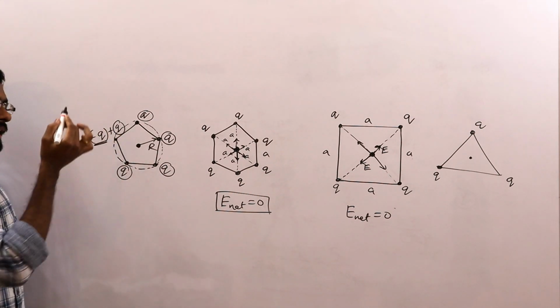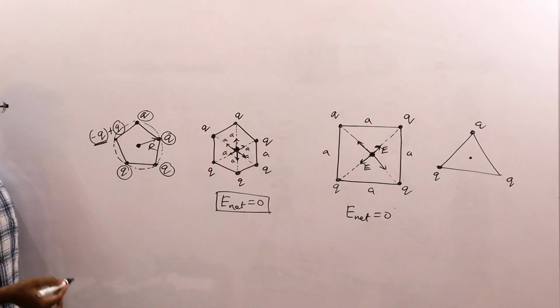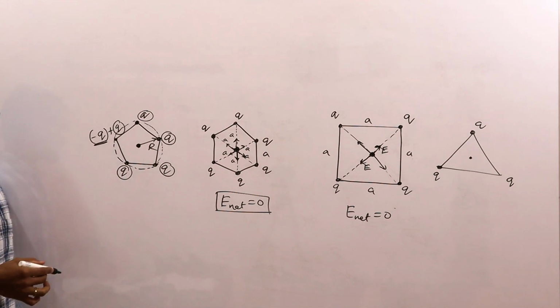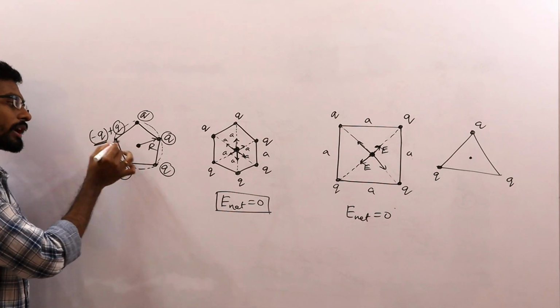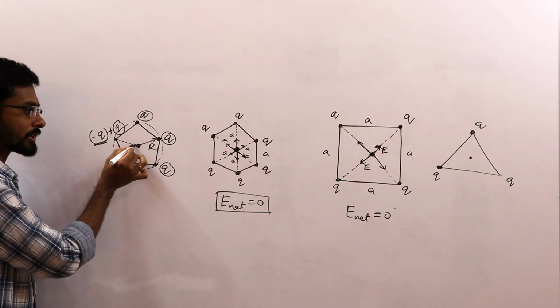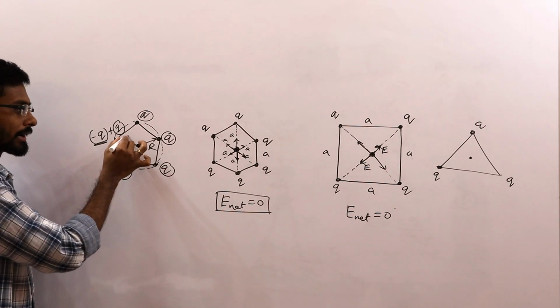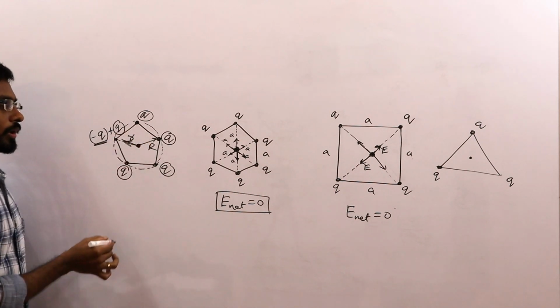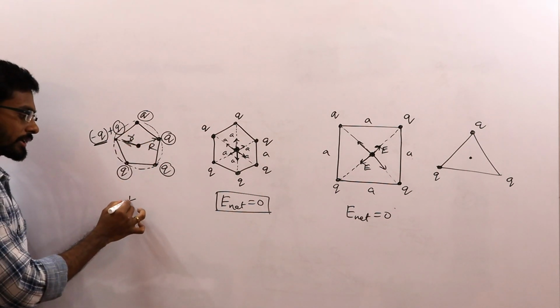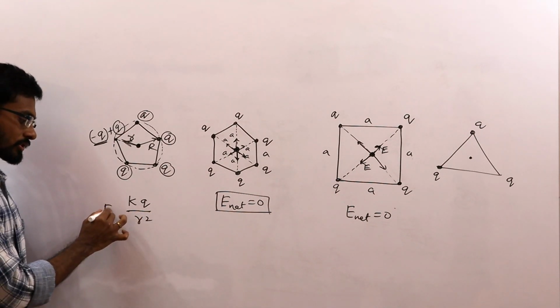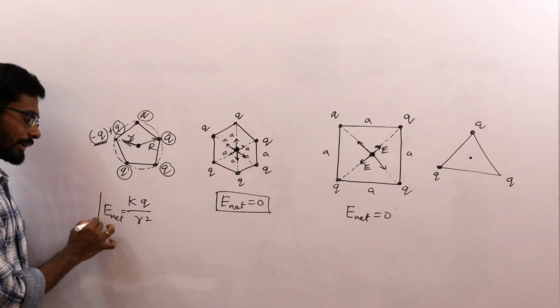So if we calculate the electric field due to this minus Q charge, we will get the net electric field due to these 4 charges. Due to the negative charge, the electric field will be radially inwards in this direction, and we know this side will be R. It is given as R. So the electric field at this point will be K into Q by R square. So this is how to calculate the net electric field.